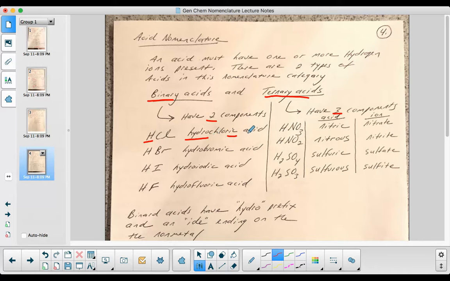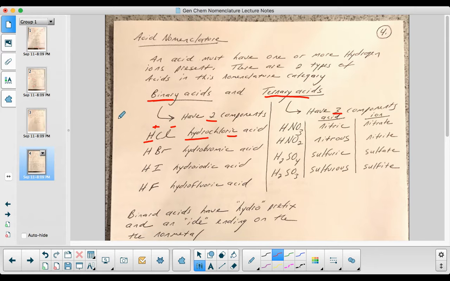So, hydrochloric acid. The reason that this is considered just HCl is because the hydrogen has a positive charge, the chloride ion has a negative charge, and they pair up in a 1-to-1 ratio. So something like HBr, hydrobromic acid, HI, hydroiodic acid, and HF, hydrofluoric acid.